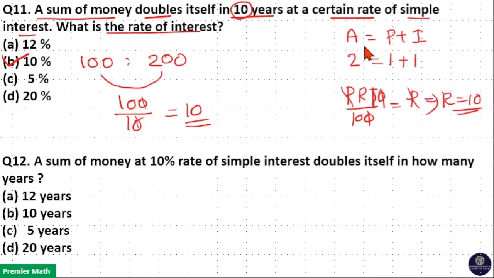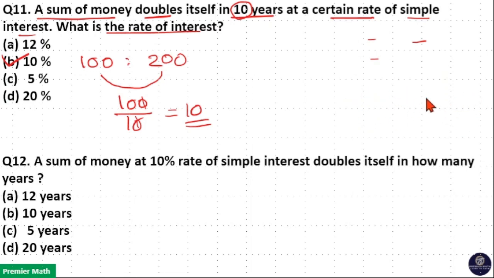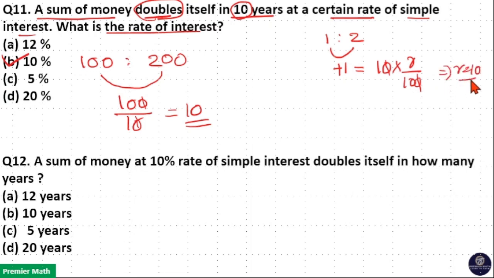But please don't use this formula. Try to use the concept. If you are using the concept, it will be useful for all types of problems. So here, when you see this question, just consider a sum of money doubles itself in 10 years. That is, if I invest 1 unit, after 10 years it will become 2 units. Here the difference you can see is 2 minus 1, 1 unit. So the difference is 1 unit, which means this 1 unit increment is in 10 years at R percentage. So 0, 0 cancel. R is equal to 10. So you can instantly write this answer using this concept here.